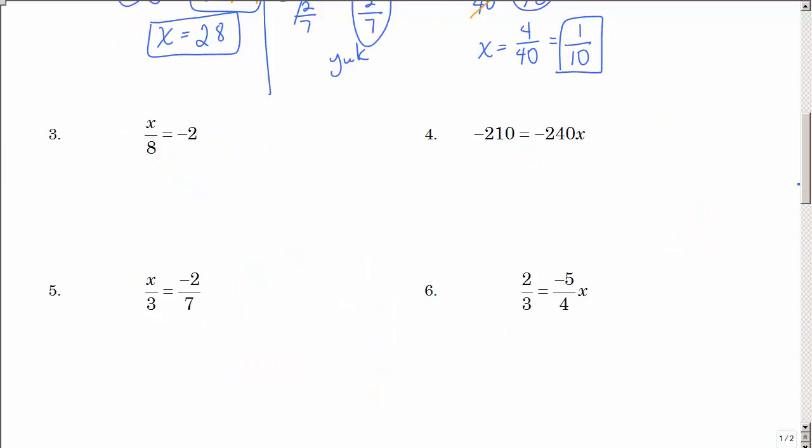Let's look at number 3. Now, what's happening to x? It's being divided by 8. Well, the inverse operation of division is multiplication.